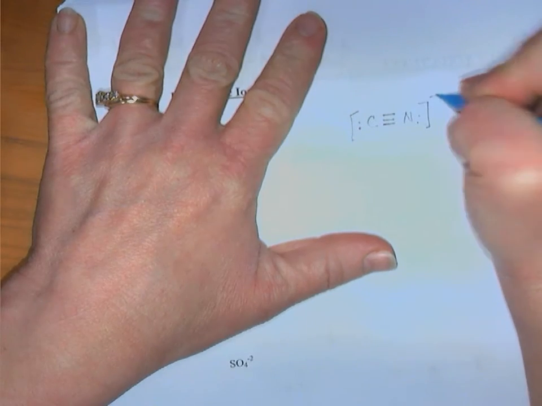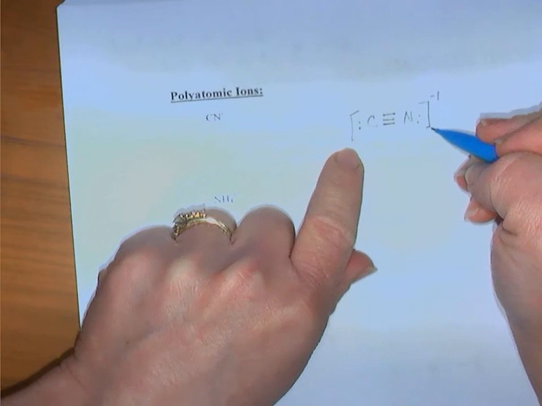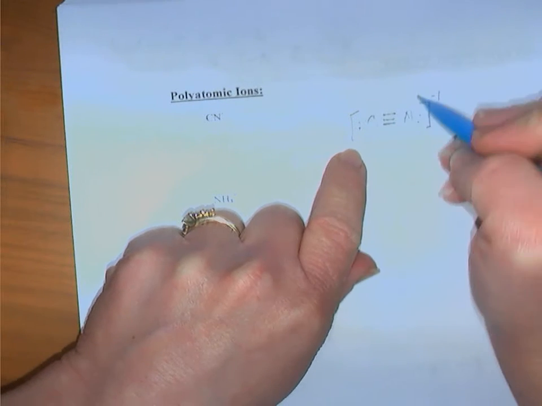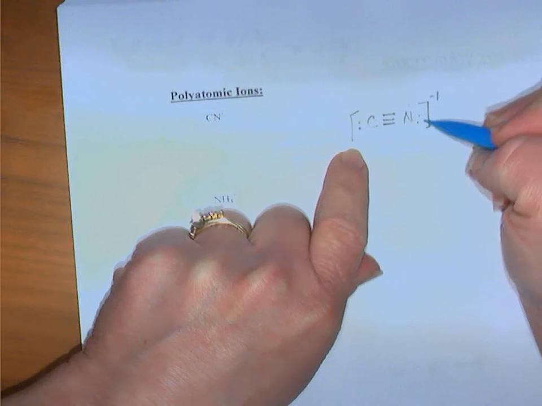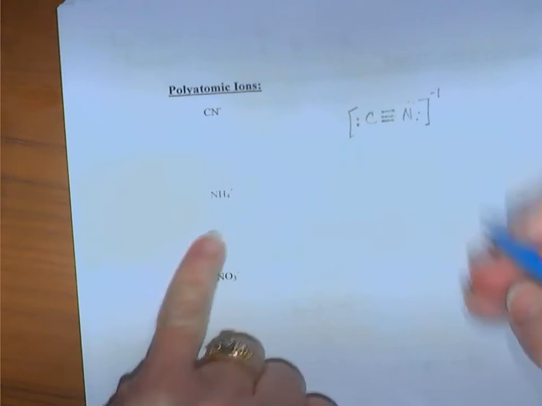So therefore, I will put this in brackets. That's what you do for Lewis dot structures if anything is charged. It gets placed in square brackets and the charge elevated as we do with ion values. That's cyanide.